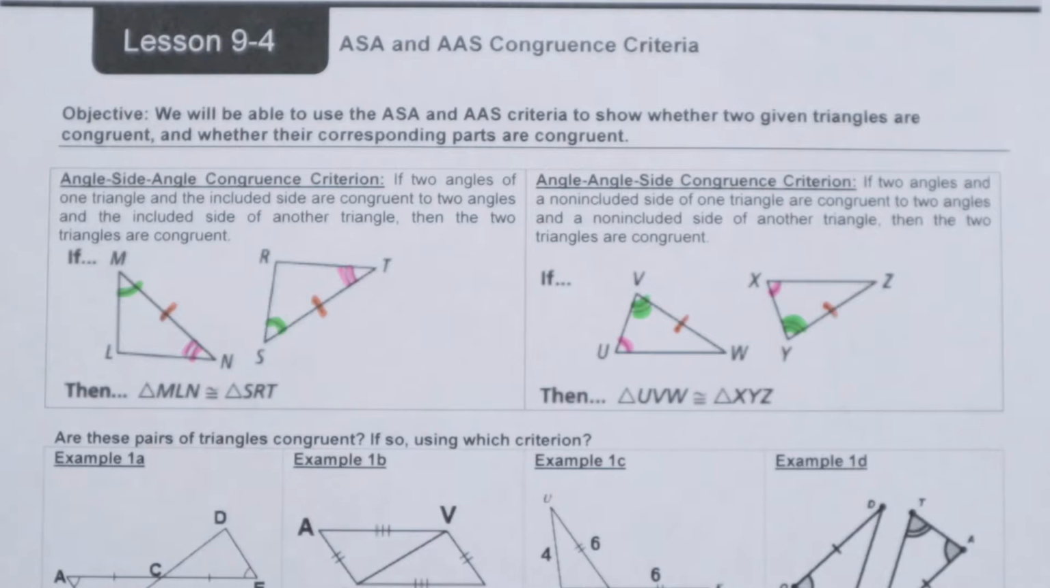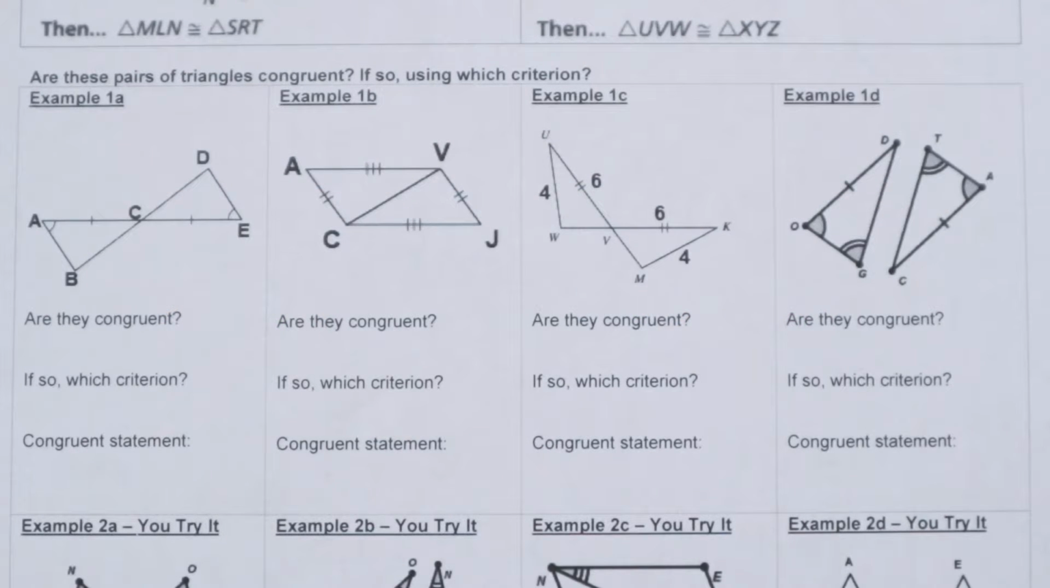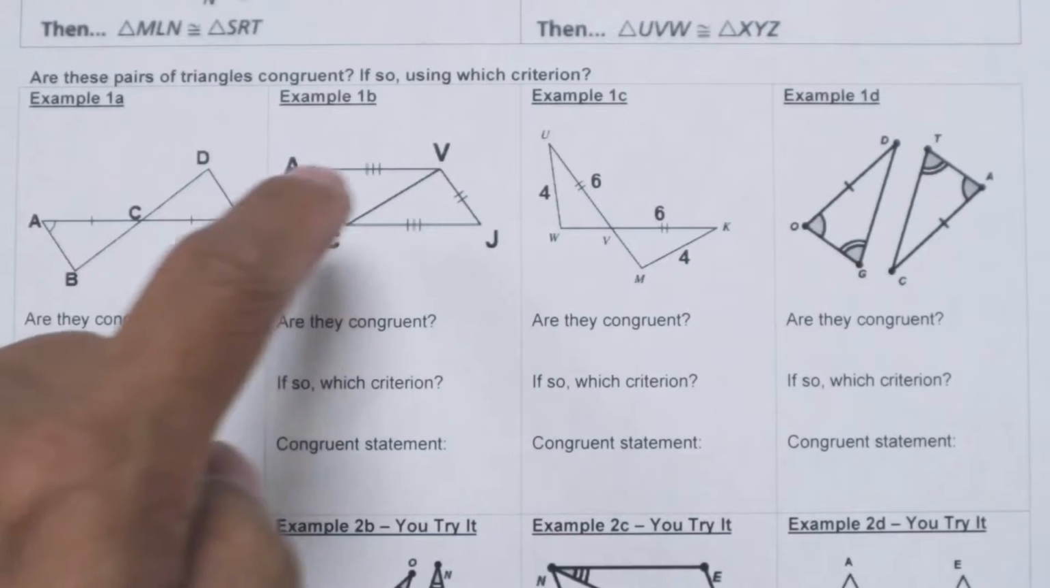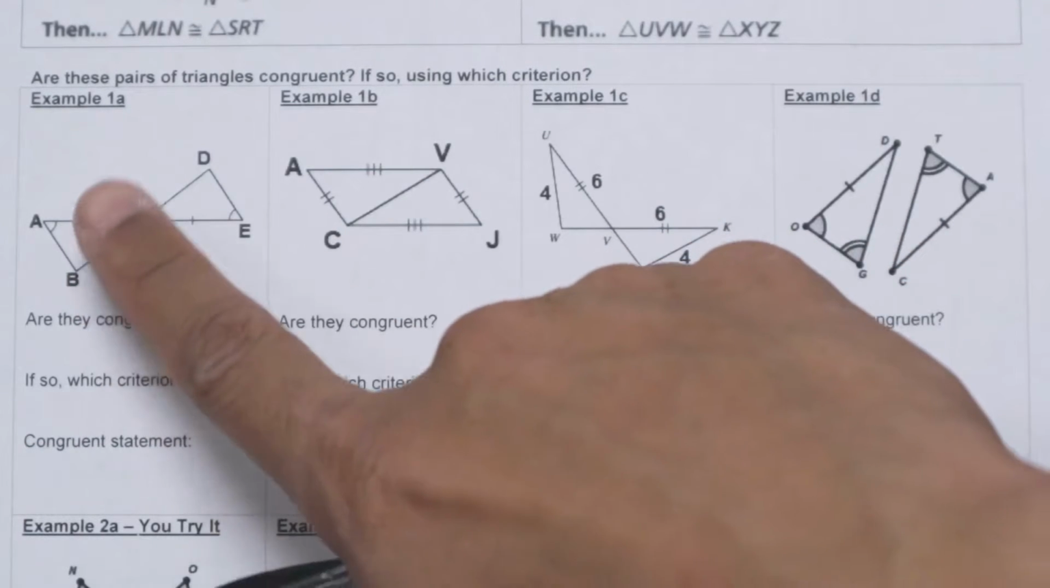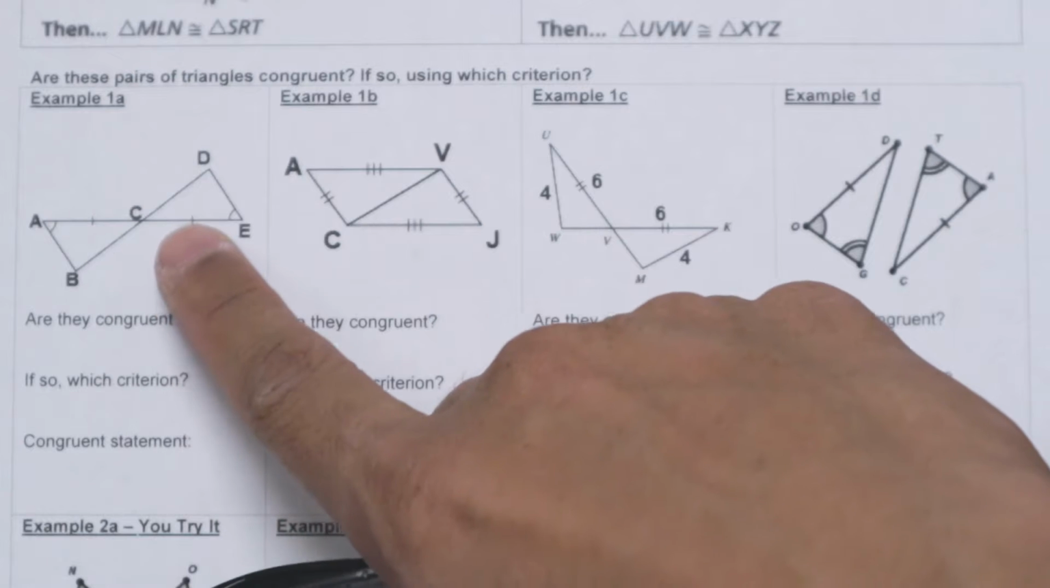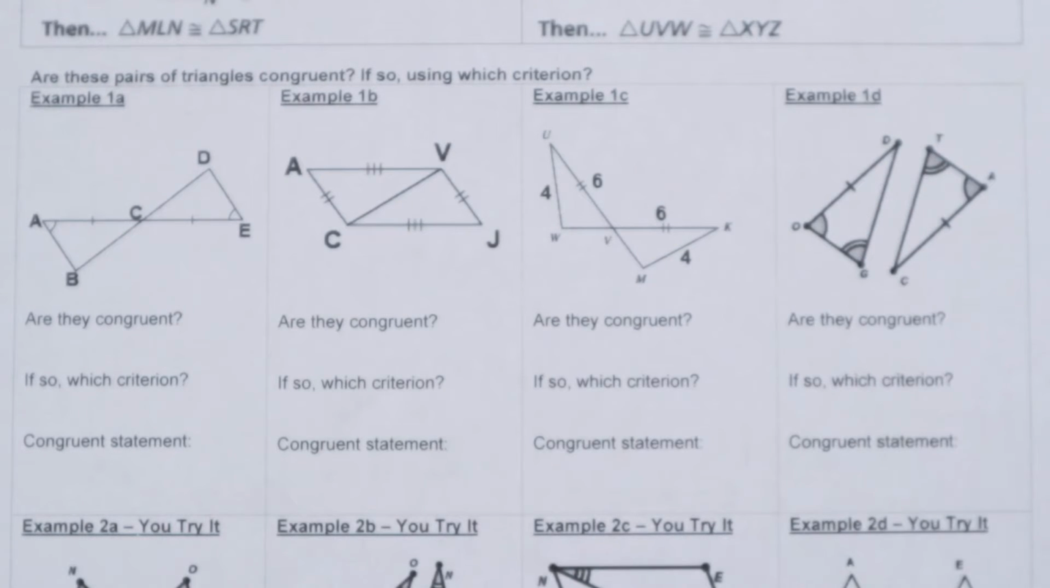So we're gonna use these 2 criteria plus the 2 previous criteria from the review to take a look at whether 2 given triangles are the same size, same shape, or congruent. Let's take a look at these 4 examples, example 1A, 1B, 1C, and 1D. We'll start with 1A first. In example 1A, you're given this information and they want you to find out whether these 2 triangles are congruent.